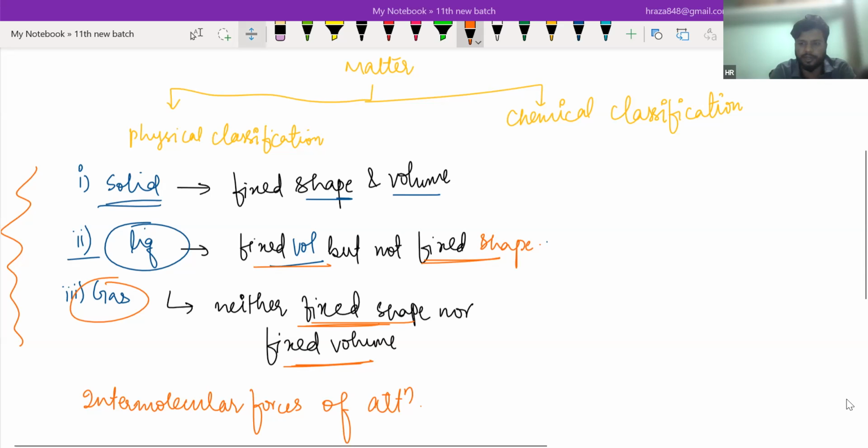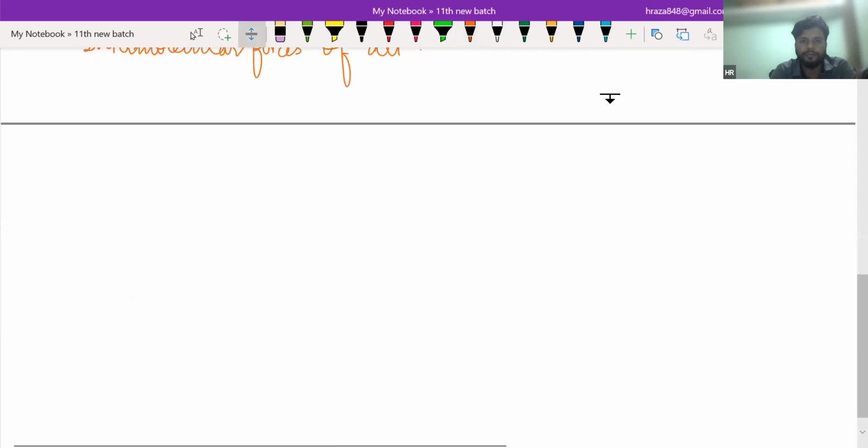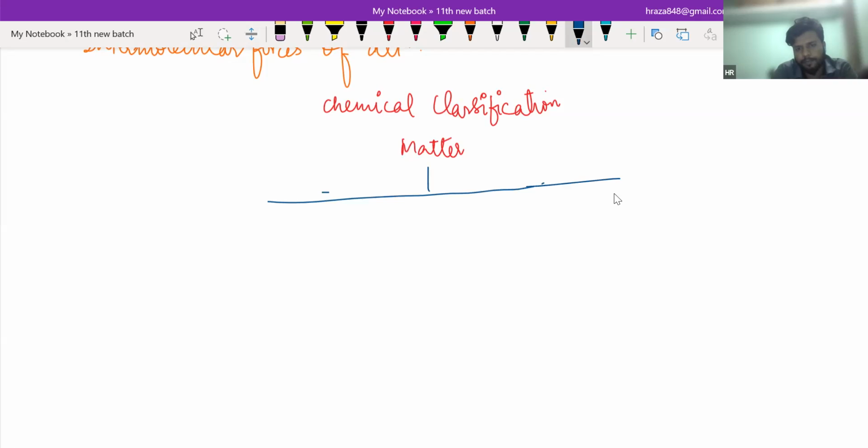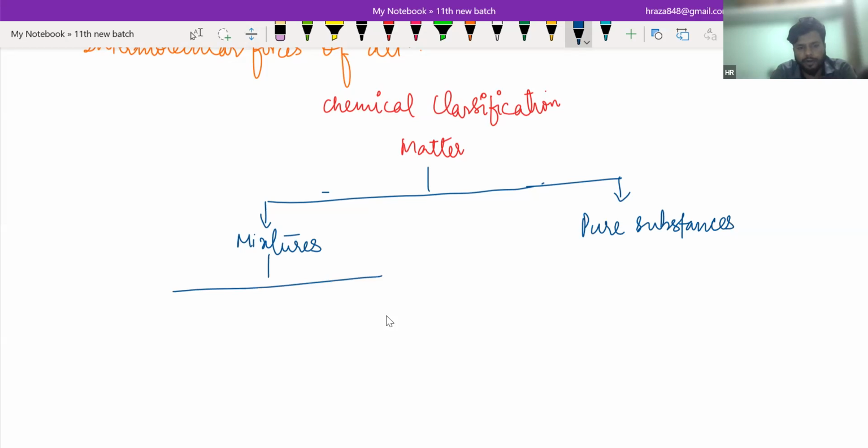Going to explain chemical classification. So basically, when it comes to chemical classification of matter, matter is divided into two parts. The first one is mixture, and the second one is pure substances. Mixture is divided into two parts.